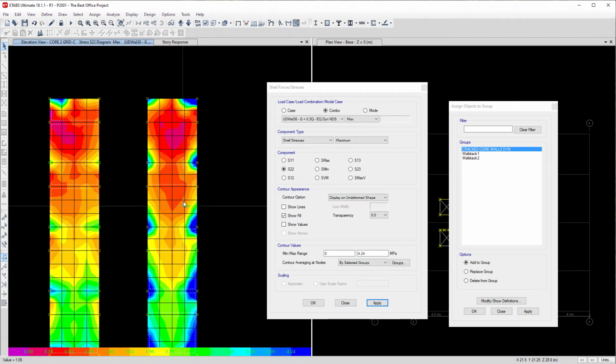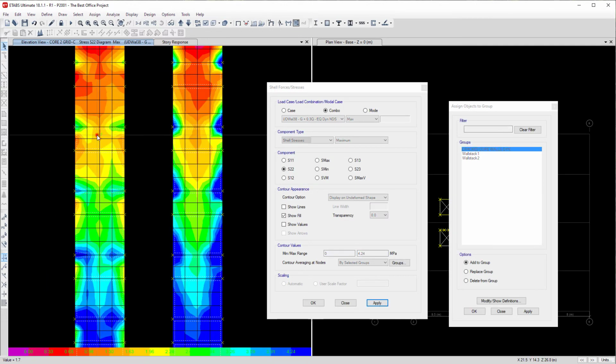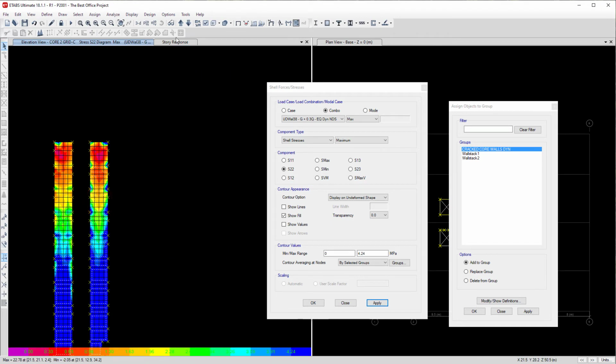Oh, that one cracks here. Okay, that one cracks. That one doesn't crack. That is all good. Doesn't crack. That one cracks. Okay. Next one.